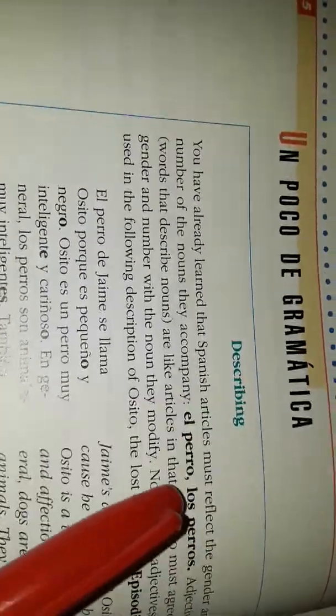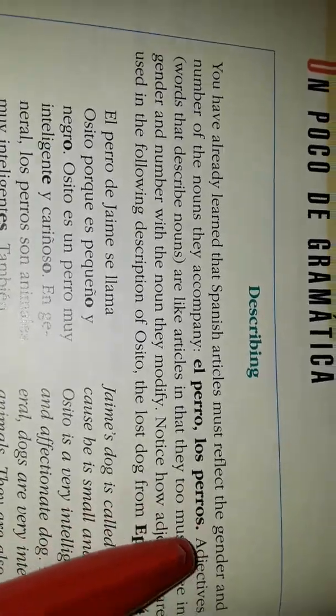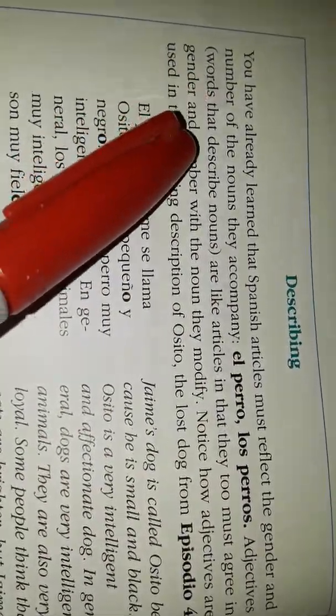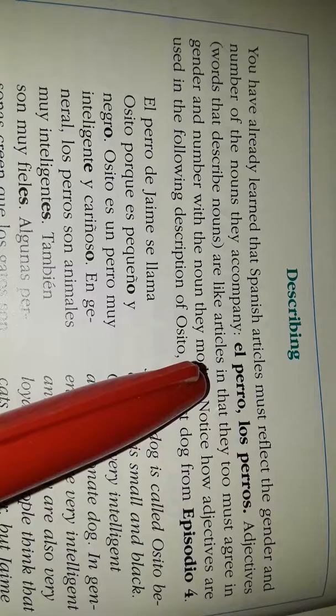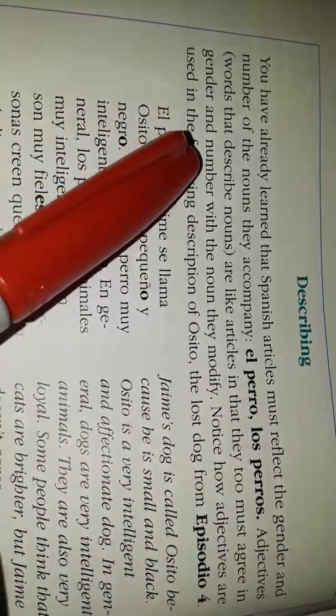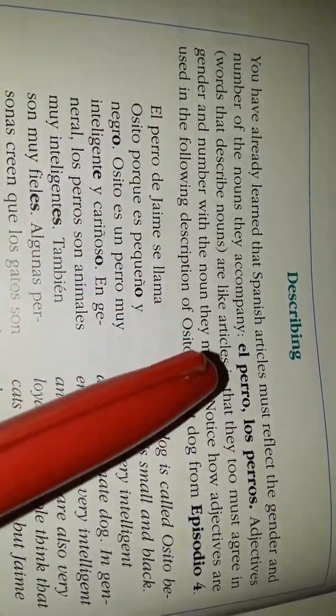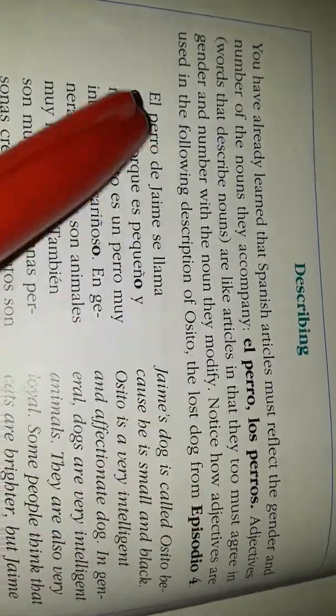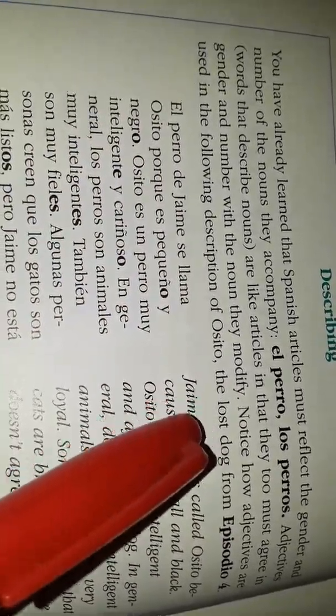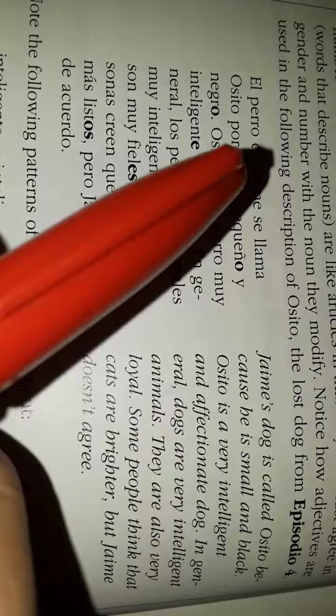Voy al gimnasio los lunes. That means I go to the gym every Monday, okay? So here, in this case, el perro means one dog. Los perros means more than one dog, two or more. Adjective words that describe nouns are like articles in that they too must agree in gender and number with the noun they modify. Notice how adjectives are used in the following description of Osito, the lost dog from episodio 4.